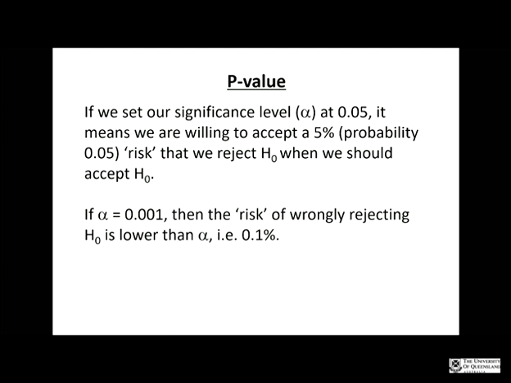So if we set it at 0.05, it means we're willing to accept a 5% risk that we actually reject the null hypothesis when we should have accepted the null hypothesis, okay? If we set it at 0.001, the risk we're accepting of wrongly rejecting it is lower. It's 0.1%. No, it's 1%. No, it's 0.1%. Okay, I have to have more of my coffee.